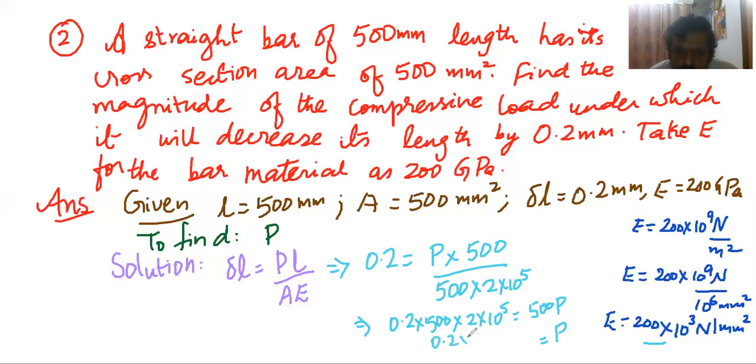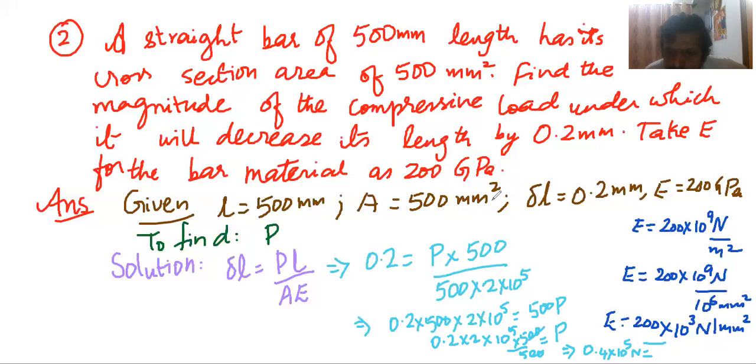So our P is 0.2 into 2 into 10 power 5 into 500 by 500. So 500 cancels. So capital P is how much? 0.2 into 2 is 0.4 into 10 power 5 newtons, exactly 4 into 10 power 4 or 400 kilonewton, we can say. So this is 0.4 into 10 power 5.